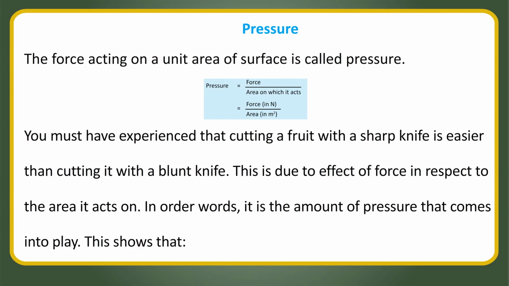Pressure. The force acting on a unit area of surface is called pressure. Pressure equals force over area on which it acts, equals force in N over area in m². You must have experienced that cutting a fruit with a sharp knife is easier than cutting it with a blunt knife. This is due to the effect of force with respect to the area it acts on. In other words, it is the amount of pressure that comes into play.